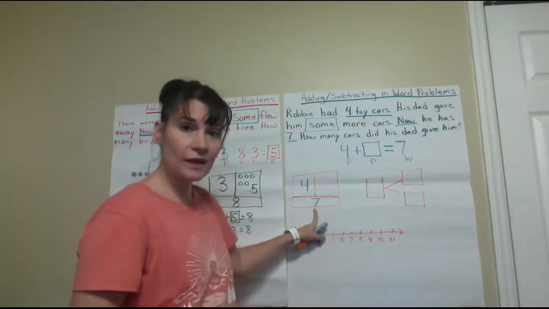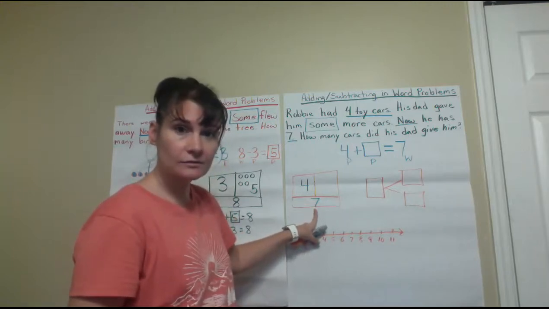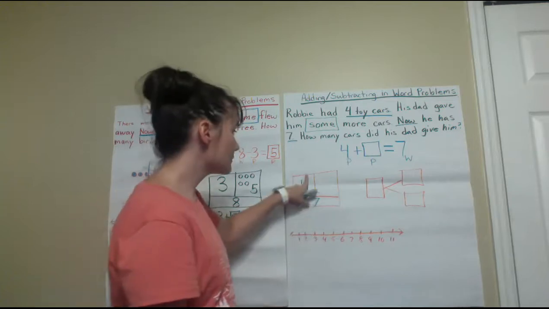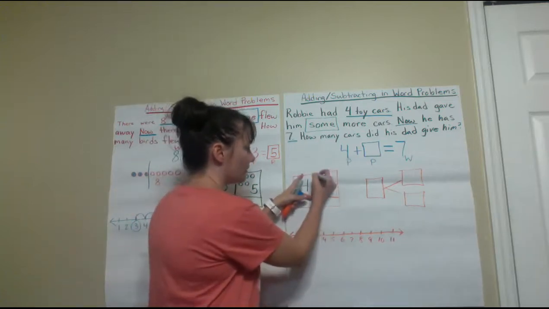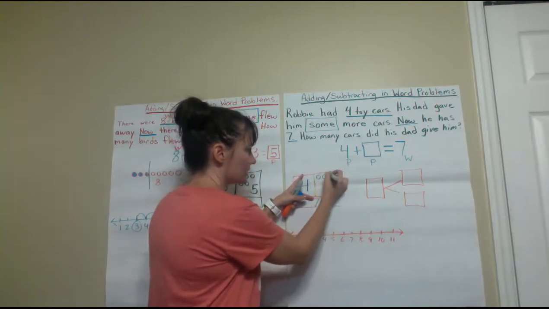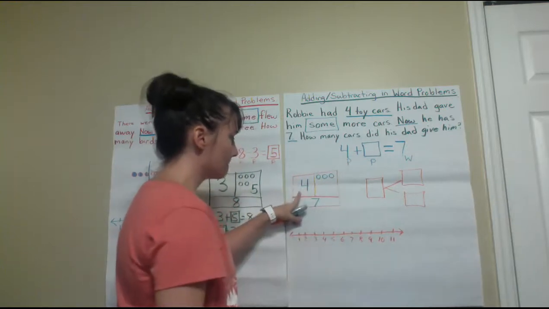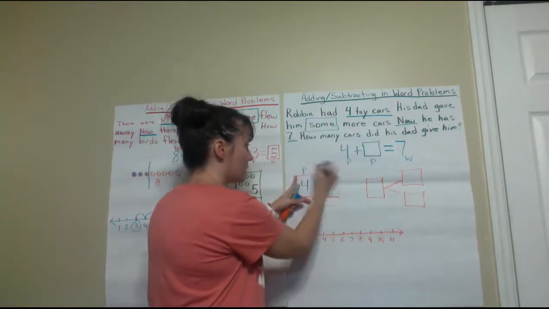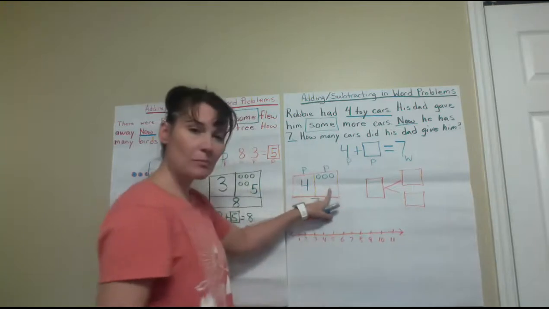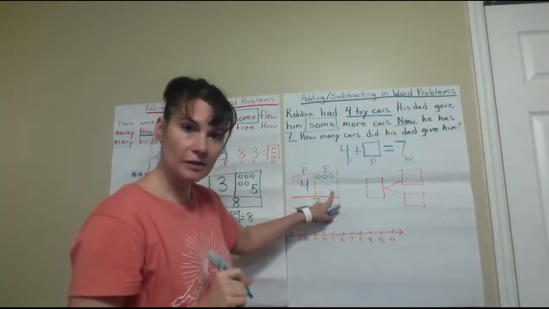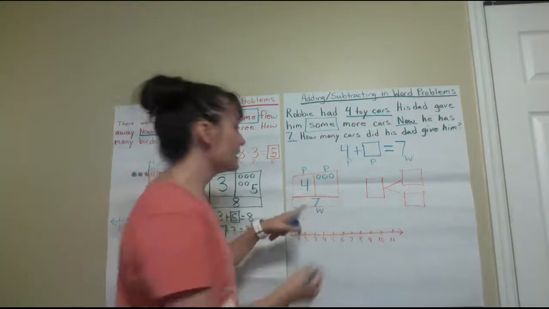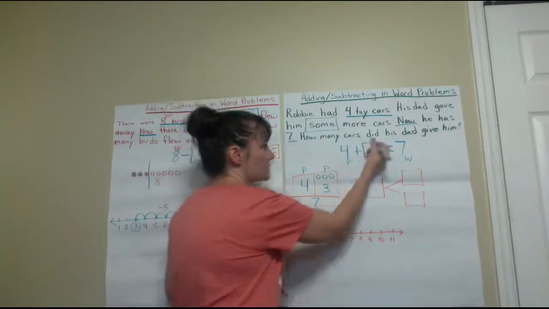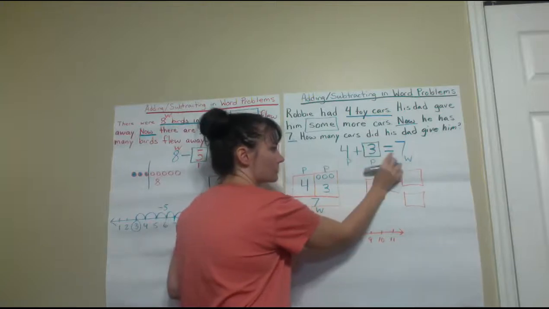How can I figure that out? Great job, guys. You can count on. So here's 4. Let's count on. 5, 6, 7. I stopped at 7 because that's my whole. This is a part and this is a part. So how many cars did his dad give him? He gave him 3 because 4 plus 3 equals 7.